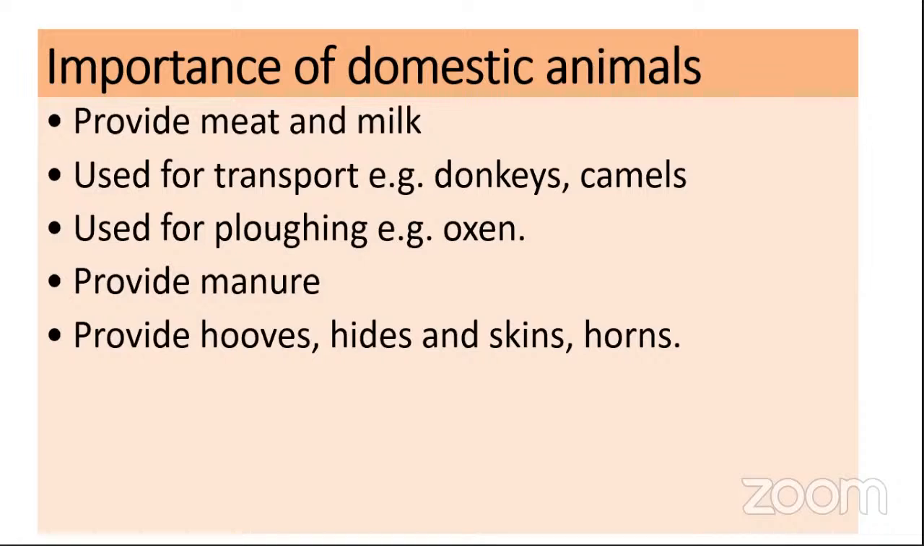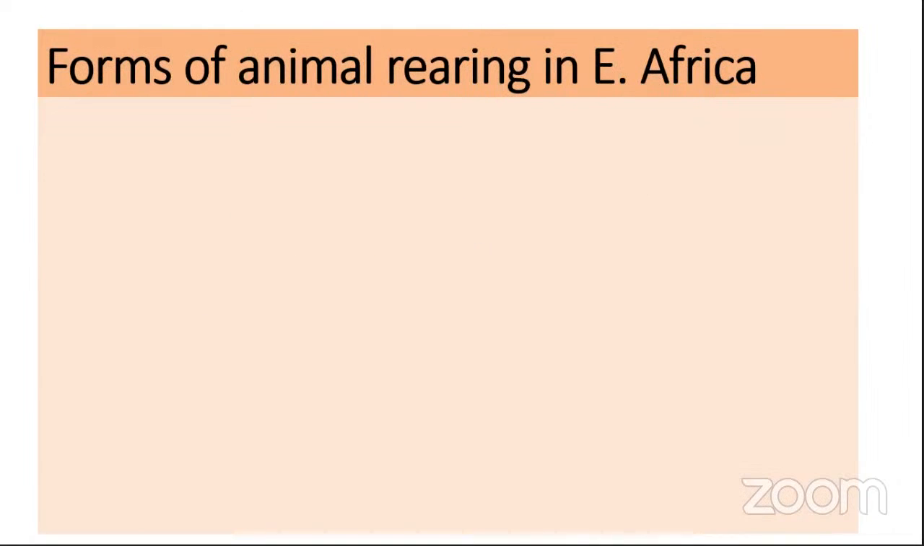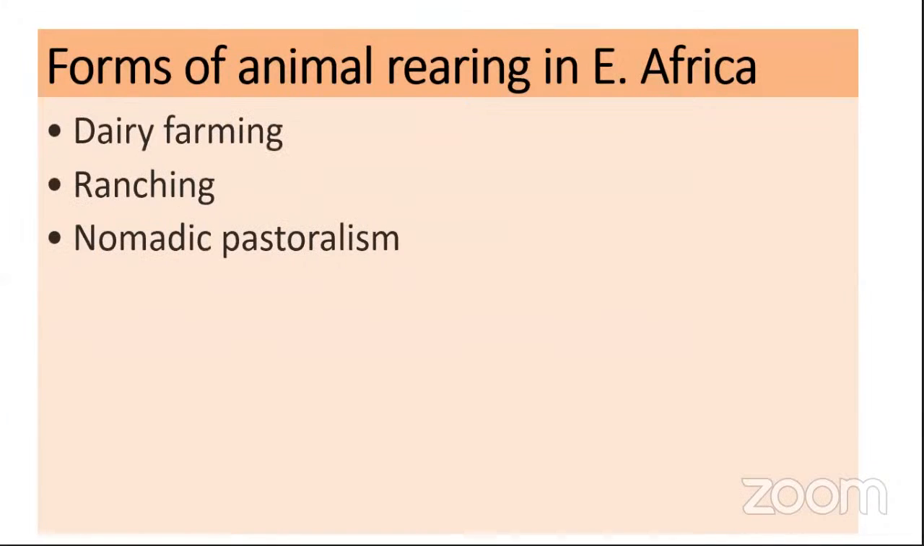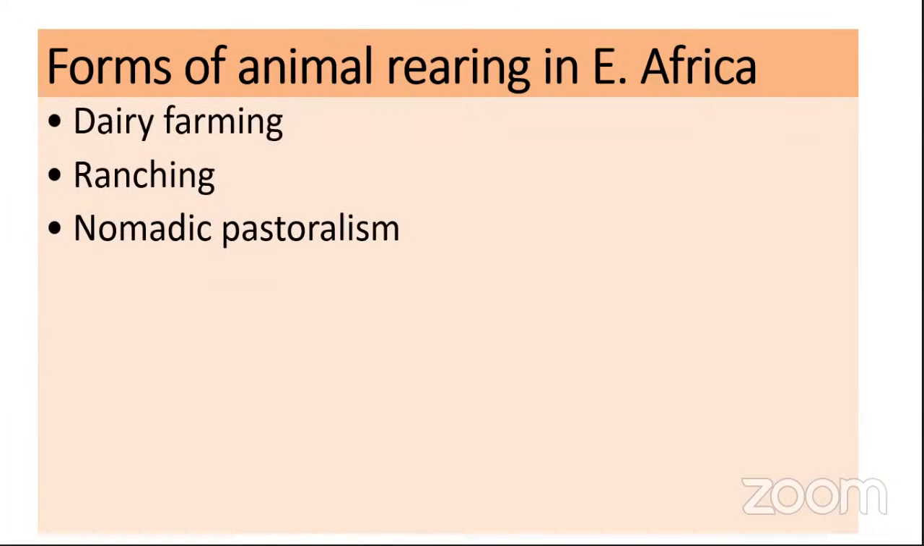Now there are forms of animal rearing in East Africa. We have dairy farming, we have ranching, and we have nomadic pastoralism. So I leave you with work, with research, before our next lesson. You are going to read about dairy farming in East Africa. That means you're going to find the definition, and some examples of dairy farms, the kind of animals kept on a dairy farm.